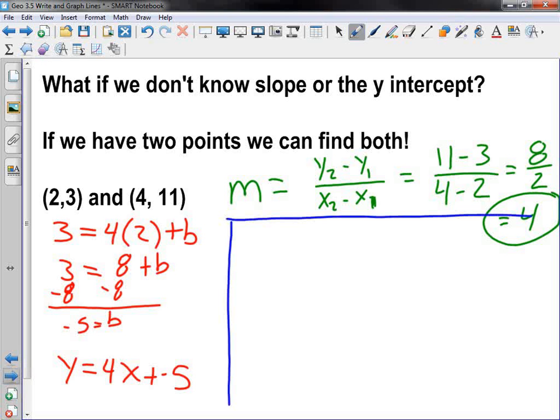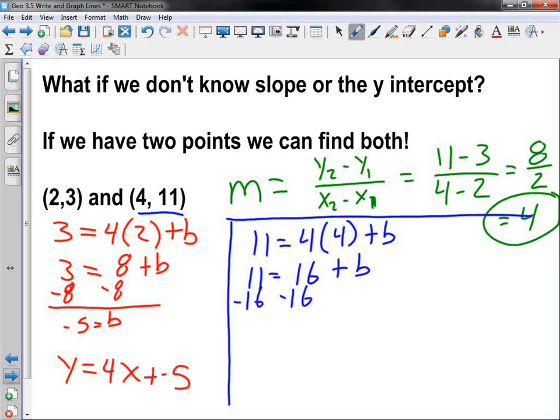Over here in this blue box, I'm going to do the same thing, except I'm going to see if it's going to be any different if I use 4 and 11. Okay? Let's see, because I'm not sure. So I'm going to do 4 times 4 plus b. So this is 11 is equal to 16 plus b, minus 16, minus 16. Did we get the same thing? So it doesn't matter which point you choose. No, mathematically we get the same thing, all right?